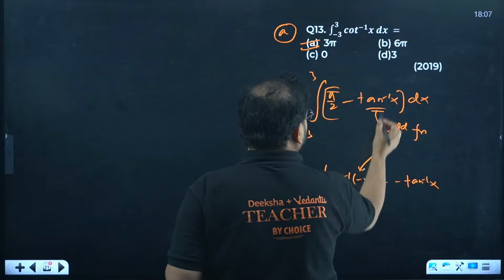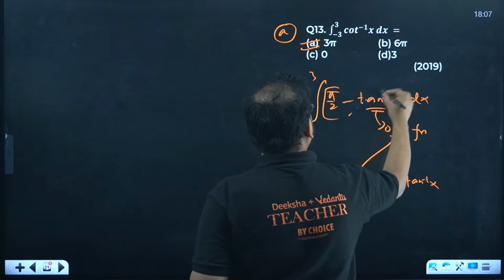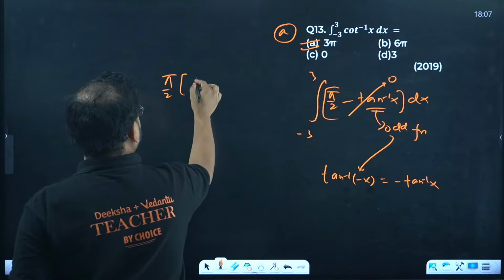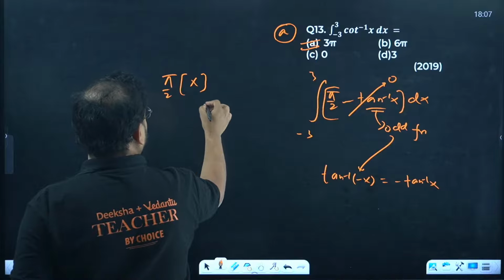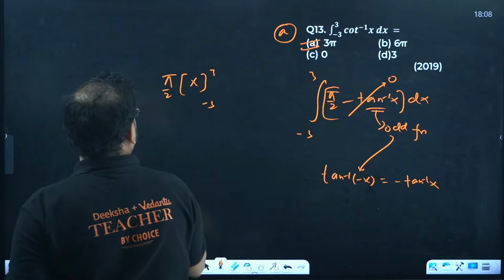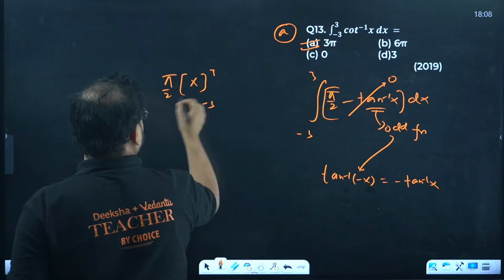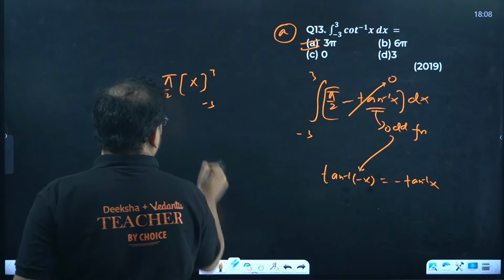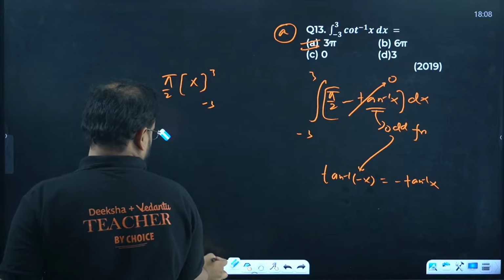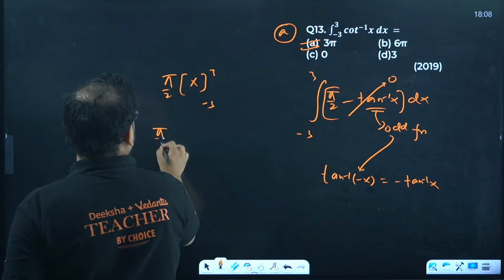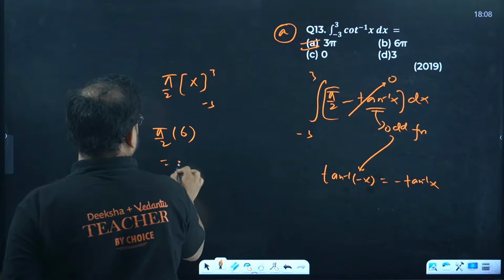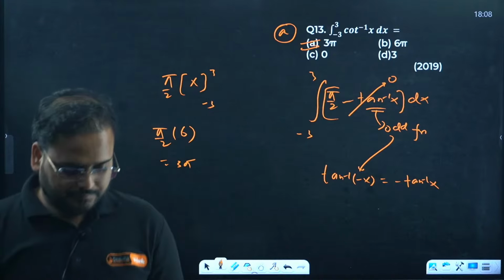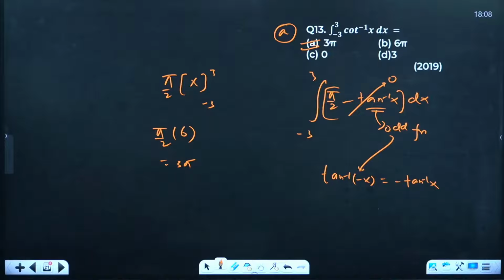So odd function. Then what will happen to this integration? 0. Pi by 2 is a constant. Integrate this dx from where to where? Minus 3 to 3. Sorry, this will become x itself. Pi by 2 times 6. The answer is 3 pi. Option A is correct.